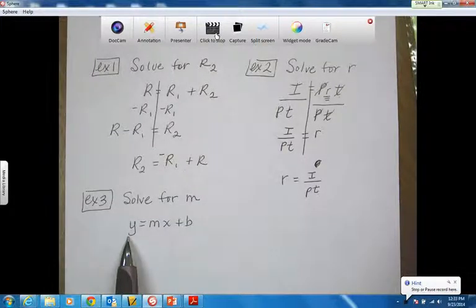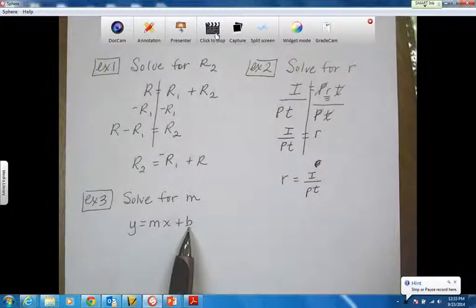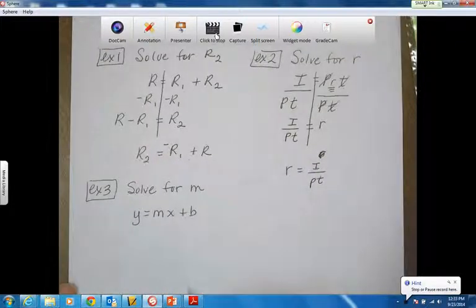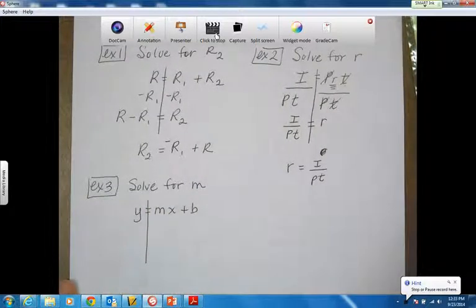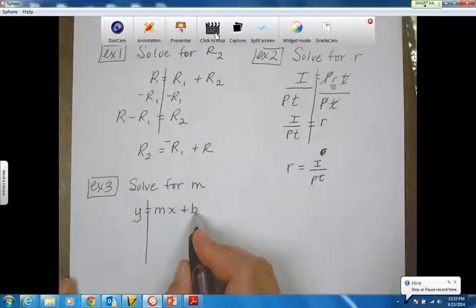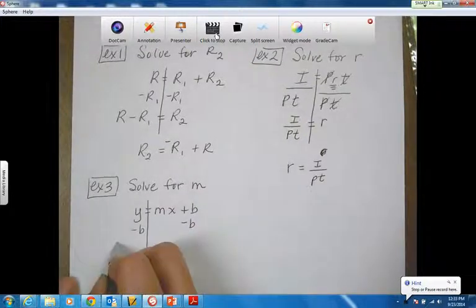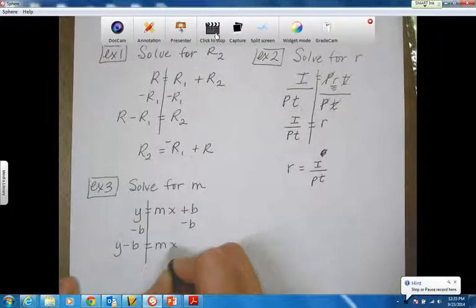I want m by itself. What do I need to get rid of? Okay, and which one do I have to start with? The b. So instead of adding b, I need to subtract b. So now I have y minus b equals mx. And then what do I have to do? Divide by an x.